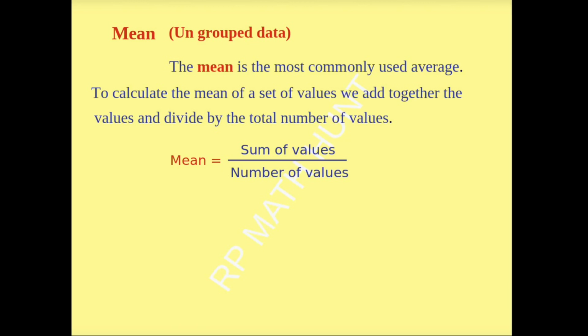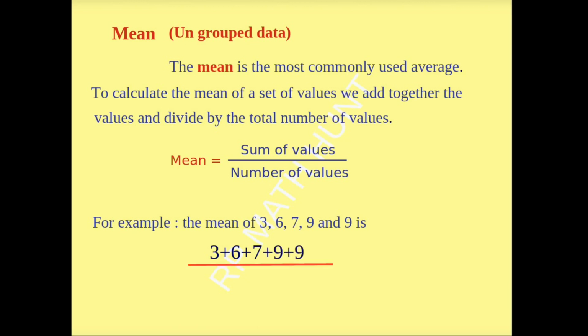Example: the mean of 3, 6, 7, 8 and 9 is 3 plus 6 plus 7 plus 8 plus 9 divided by 5. That is equal to 34 by 5, that is equal to 6.8.